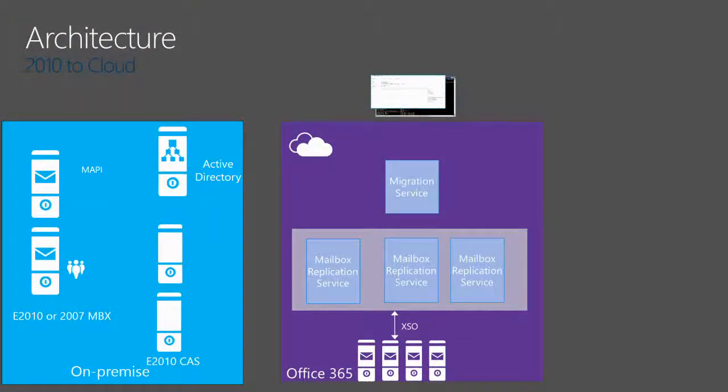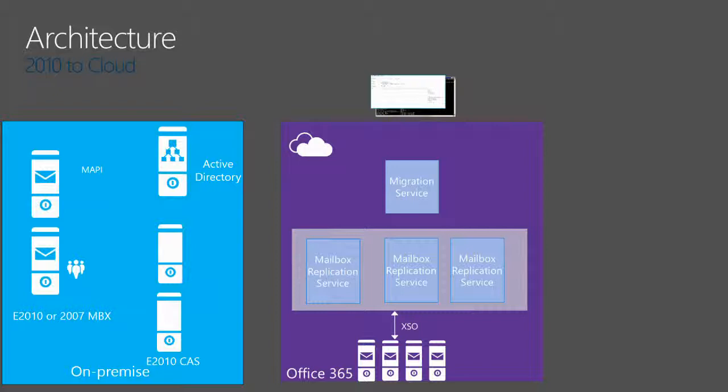So the picture here on the right, the blue picture, is the on-premise environment, which shows a bunch of 2010 CAS servers. And behind that, there are a bunch of 2007 and 2010 mailbox servers. We also have an Active Directory there. This side is the Office 365 cloud. And there are two critical services here.